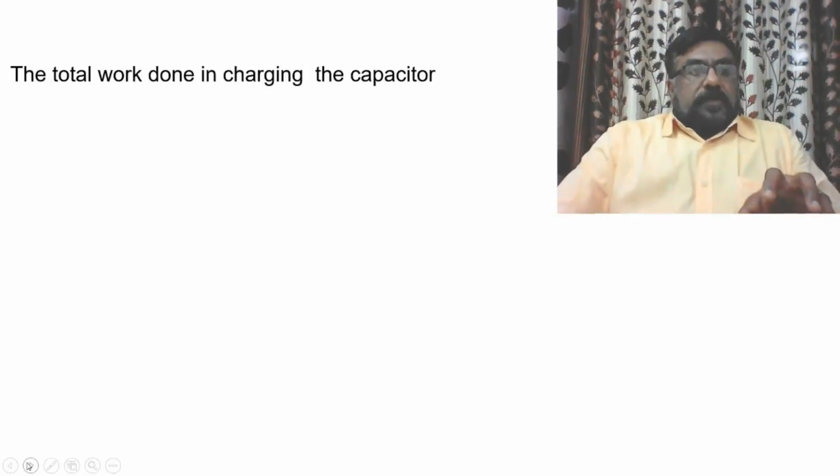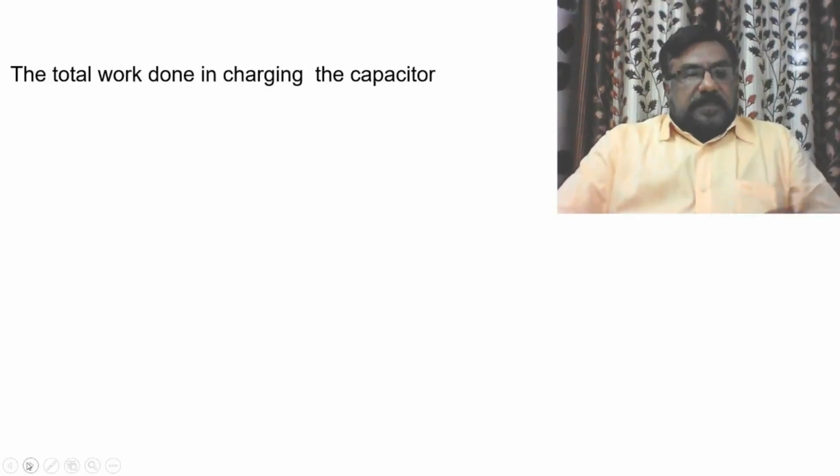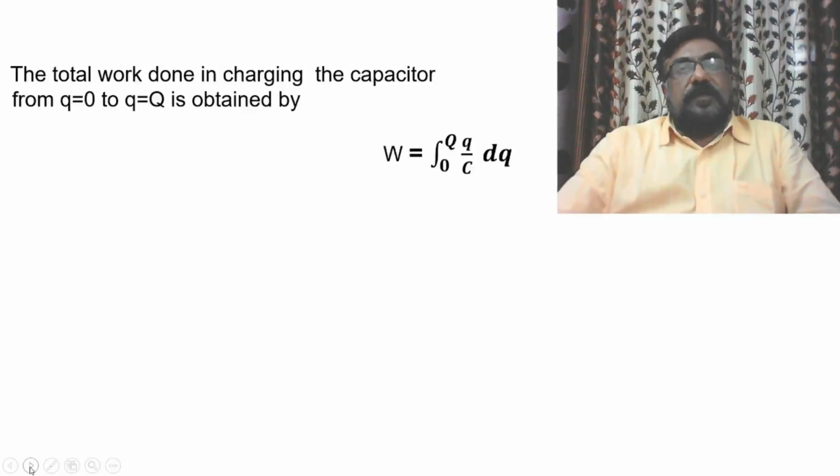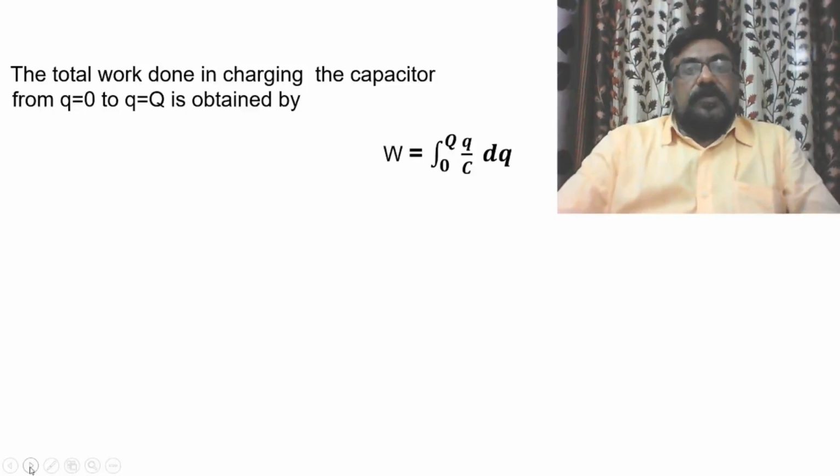Now I am going to calculate the total work done in charging the capacitor from Q is equal to 0 state to Q is equal to capital Q. I can do this by integrating the expression for the small work done dW, due to a charge dQ, within the limit 0 to capital Q. Therefore, the work done W is equal to integral 0 to capital Q, Q by C dQ.